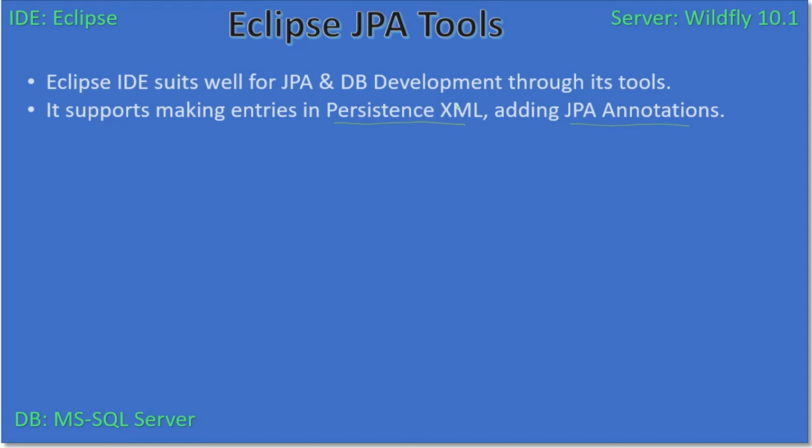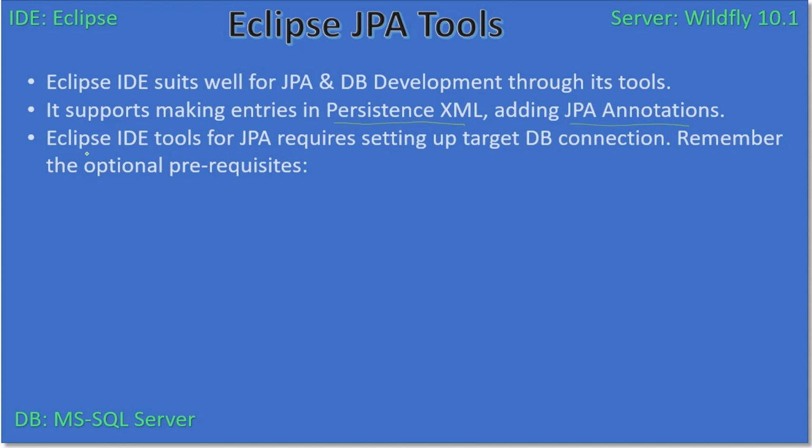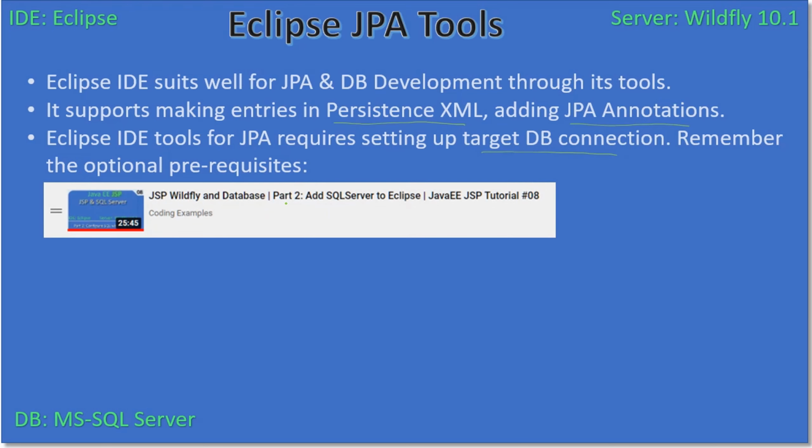So making entry in persistence.xml doesn't require a DB connection, but if we want to add annotation and if we want to validate the SQL Server database field to JPA class field mapping, we need the connection detail in the Eclipse itself. Okay, Eclipse IDE tools for JPA requires setting up the target DB connection. So that's part of the prerequisite. That's what we talked about as part of the prerequisite.